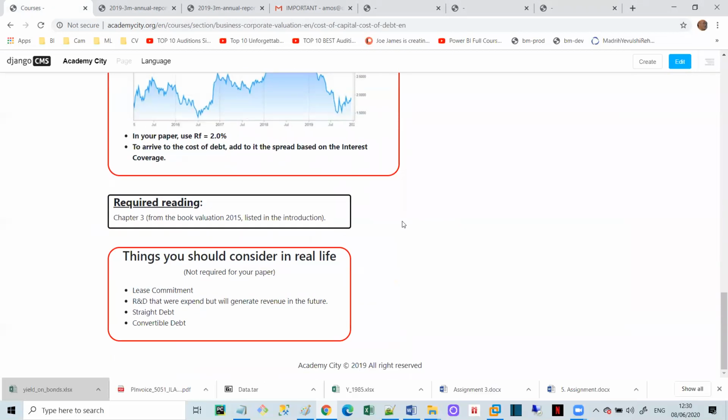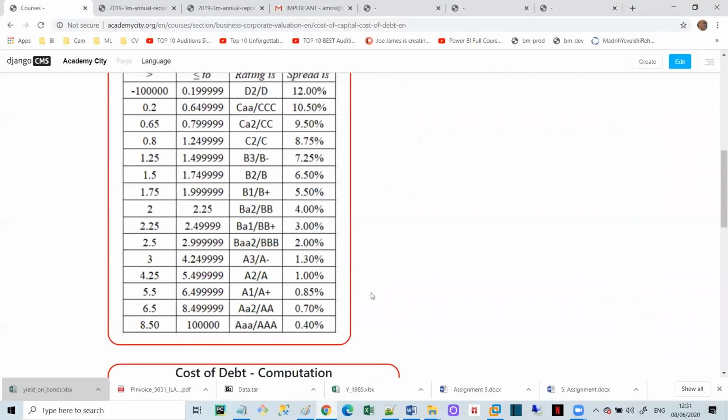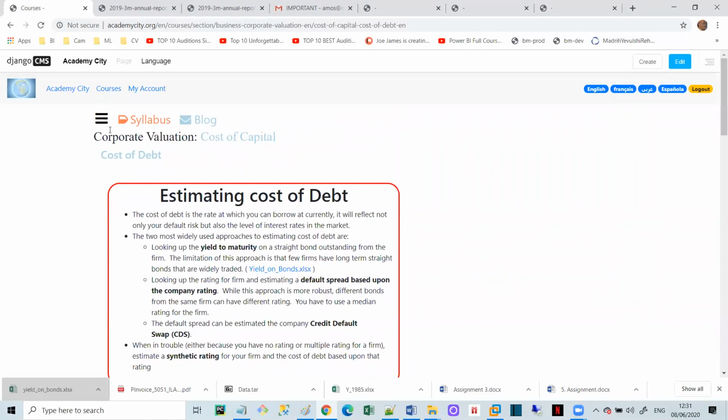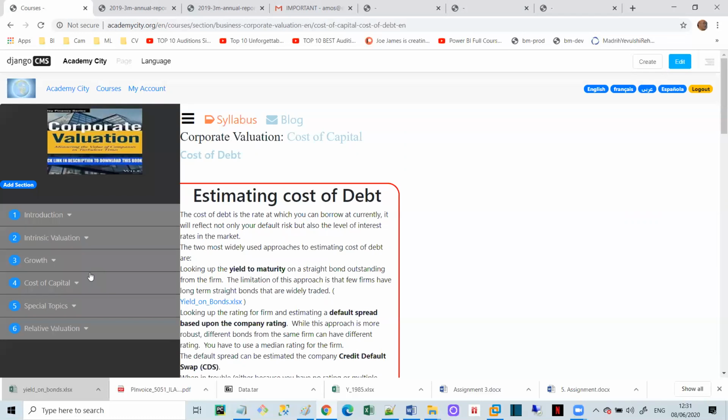That's summarizing that part. There are a lot of other topics. It's really for advanced classes: least commitment, R&D, straight versus convertible. But I will leave that to graduate school, when you come back and take our course in graduate school, okay? But I won't ask you in the exam, and that's not required, neither for your paper. If you're really interested, the book talks about those topics, and you can see it in your annual report of the company you're analyzing. But it's not part of the scope of this course. Let's go to the next topic.